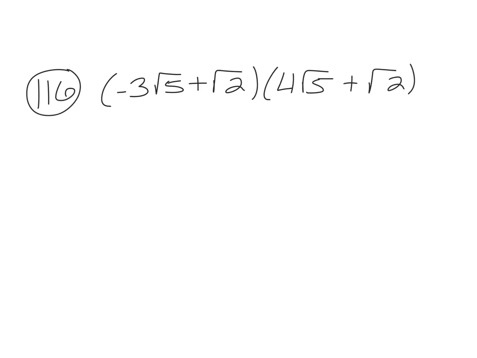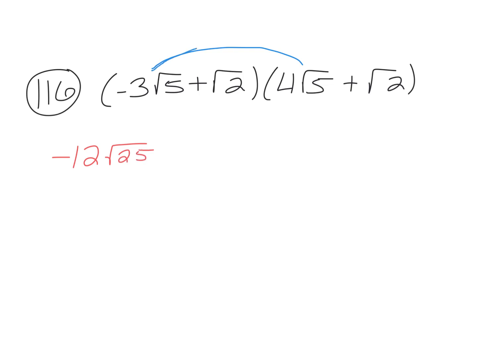Okay. Again, understand what operation's happening. How are we going to solve this? FOIL, distribute, yep. So we have negative 3 square root of 5 times 4 square root of 5. It gets a little messy with the whole numbers and radicals mixed up. So do the whole numbers first. Negative 3 times 4. Negative 12. Square root of 5 times square root of 5. Square root of 25.